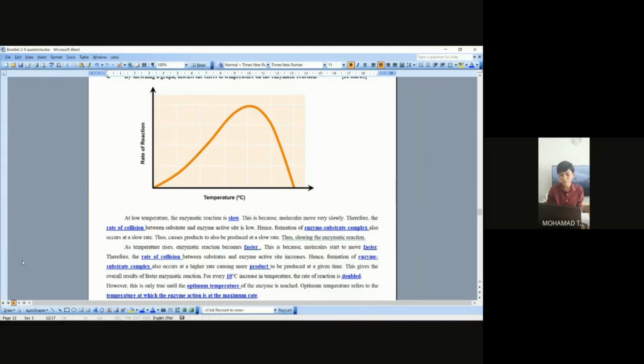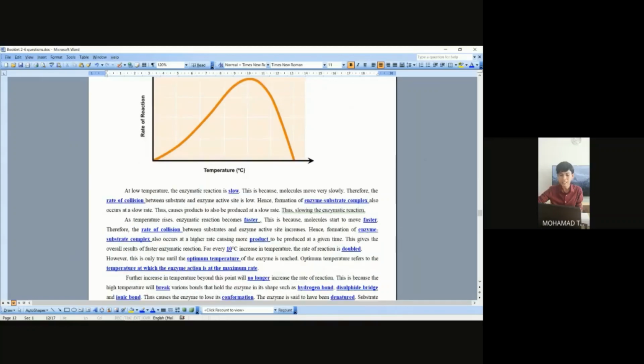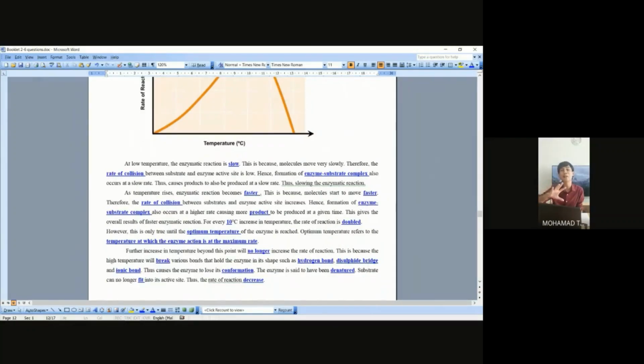Okay, dicapai. So optimum temperature, apa maksud optimum temperature? So optimum temperature refers to the temperature at which the enzyme action is at the maximum rate. Okay, so itu adalah contoh ayat yang saya bagi, tapi yang penting awak boleh tulis apa-apa saja ayat definition optimum temperature yang sewaktu dengannya. Okay, alright. So further increase in temperature beyond the optimum temperature will no longer increase the rate of reaction.